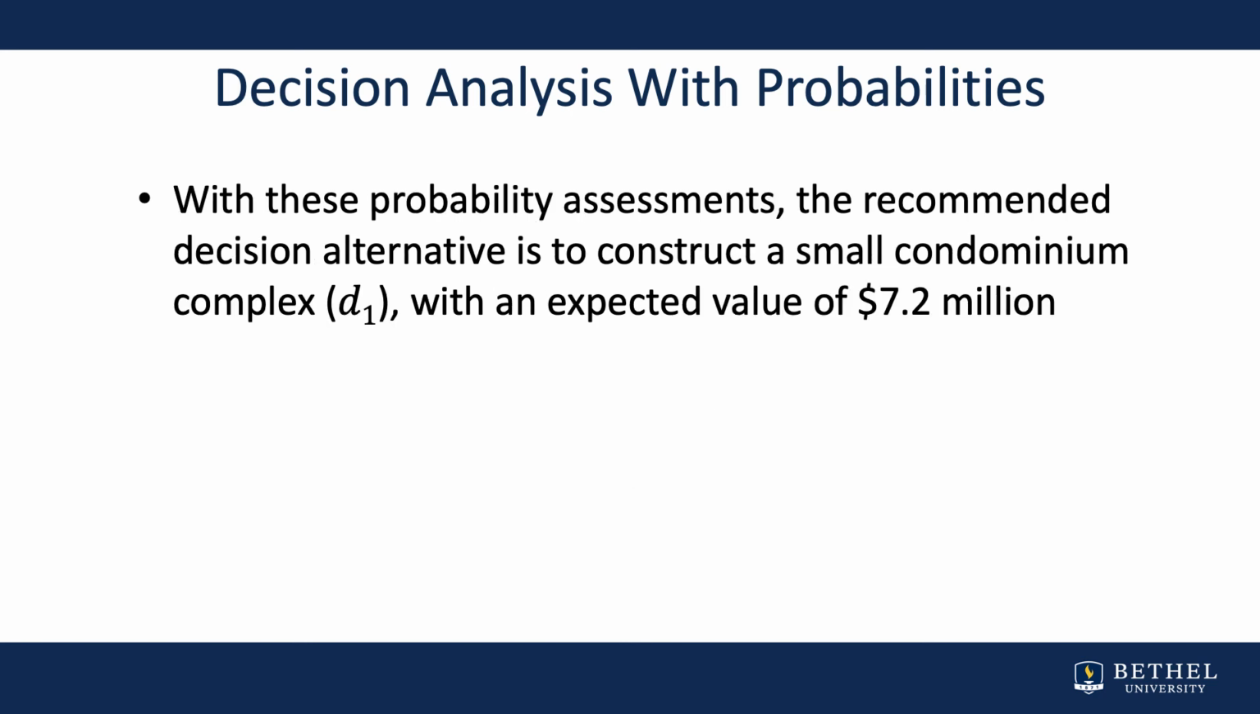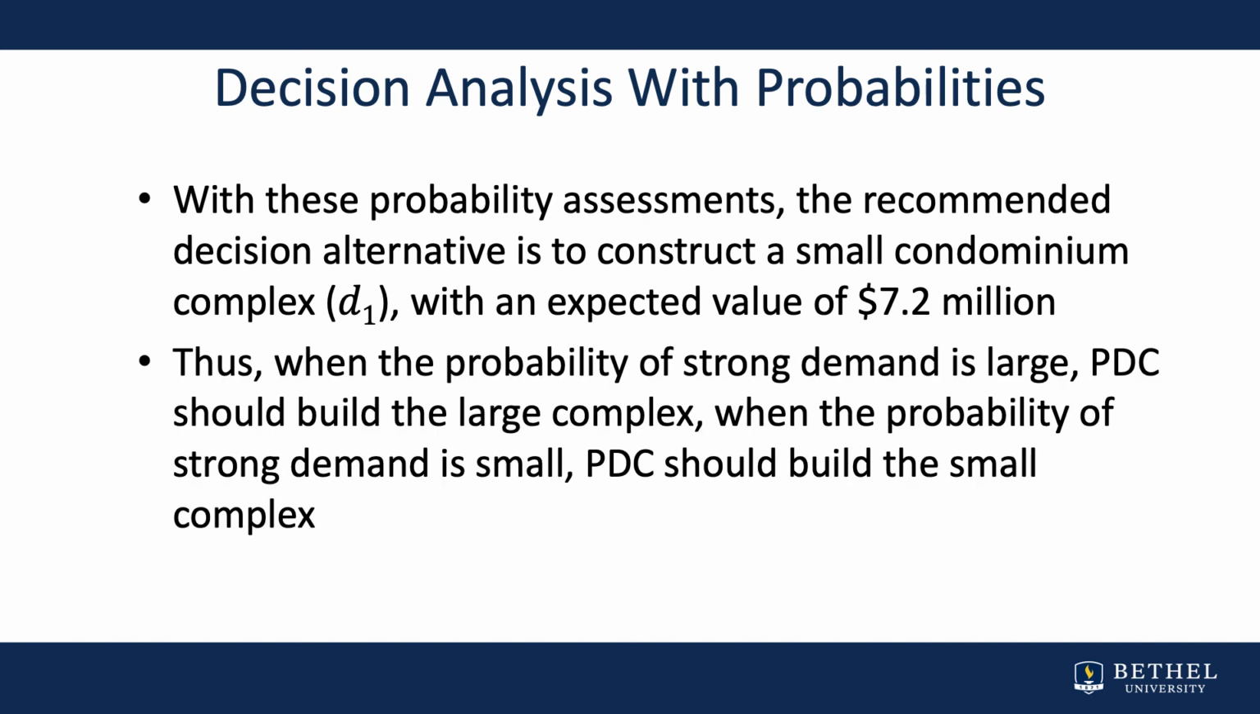With these probability assessments, the recommended decision alternative is to construct a small condominium complex with an expected value of $7.2 million. Thus, when the probability of strong demand is large, PDC should build the large complex. When the probability of strong demand is small, PDC should build the small complex. That's how we leverage the expected value approach in this problem.